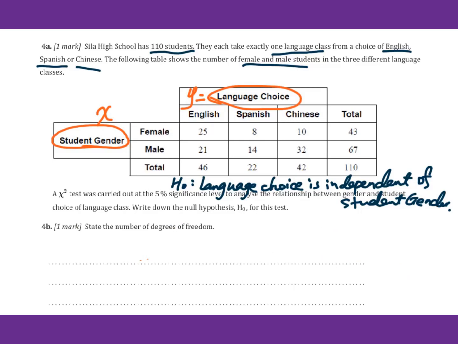State the number of degrees of freedom. That equals the number of columns minus 1 times the number of rows minus 1. So we have 3 columns, 2 rows. That is 2.